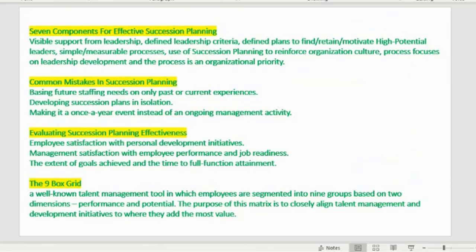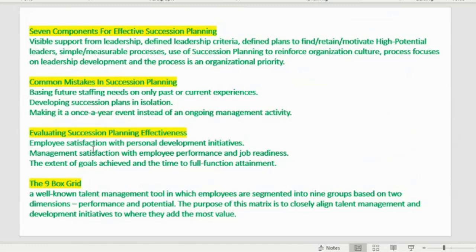Now, common mistakes in succession planning would include basing future staffing needs only on past or current experiences, developing succession plans in isolation, making it a once-a-year event instead of an ongoing management activity.